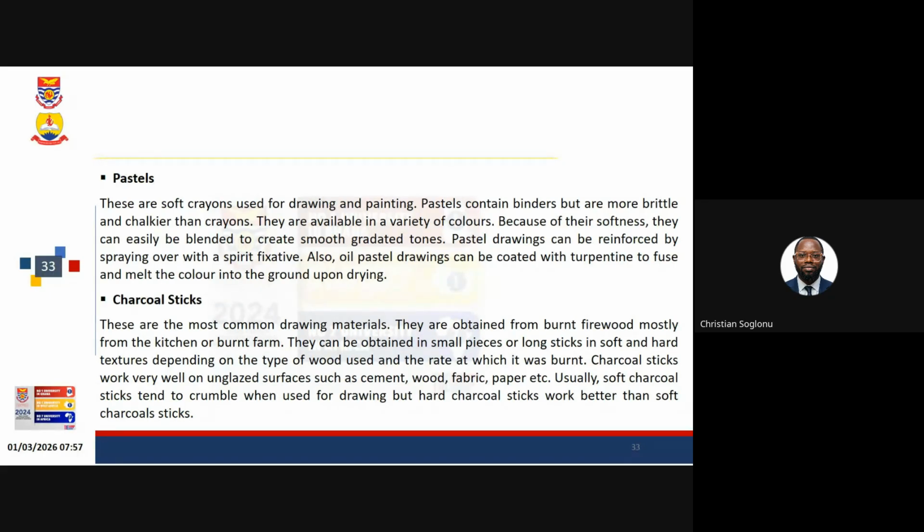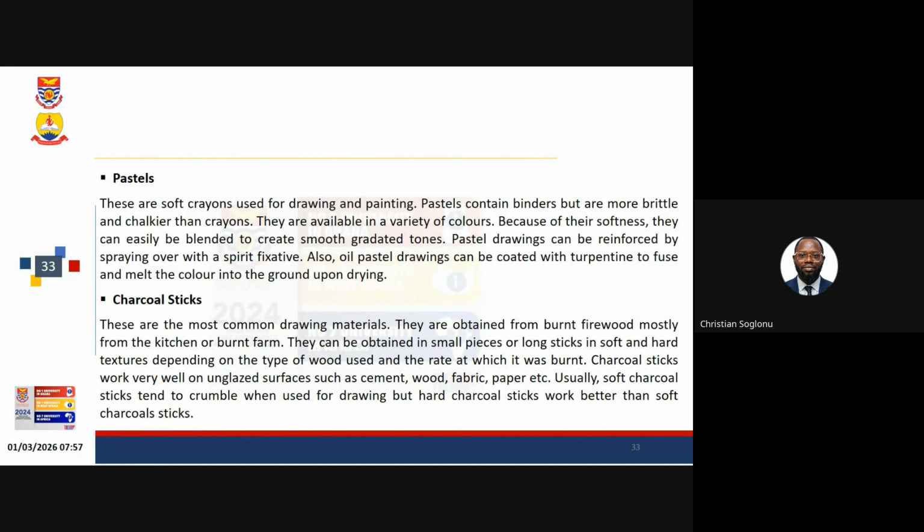The next one we'll talk about is charcoal stick. These are common drawing materials. These are obtained from burnt wood, mostly from the kitchen or burnt farm. They can be obtained in small pieces or long sticks, in soft and hard texture, depending on the type of wood used and the rate at which it was burnt.